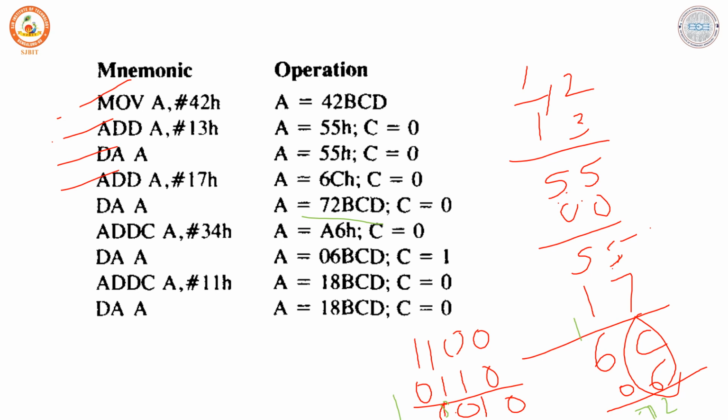And yes, you can also perform ADDC here. So A is having a value 72, and you can add it with 34 along with the carry which is initiated as 0. Similar operations can be performed with any variables or immediate values in order to get packed BCD numbers.